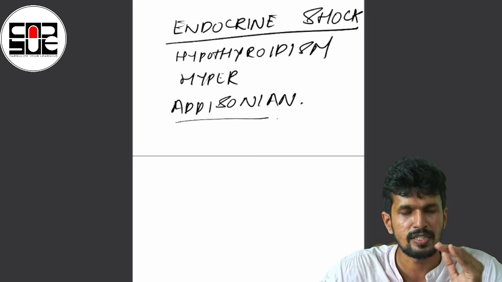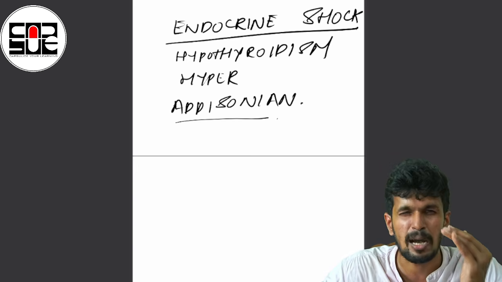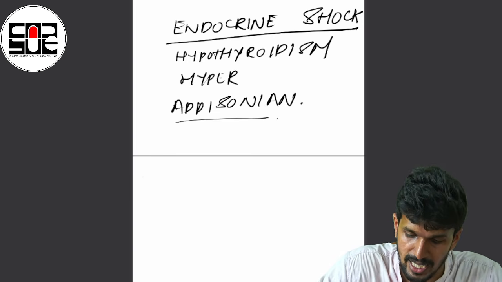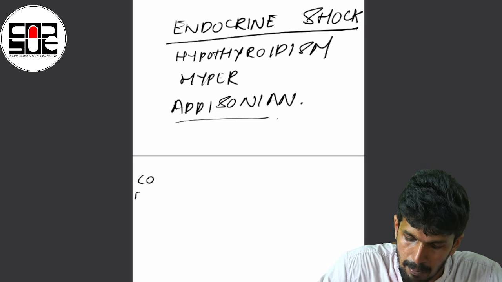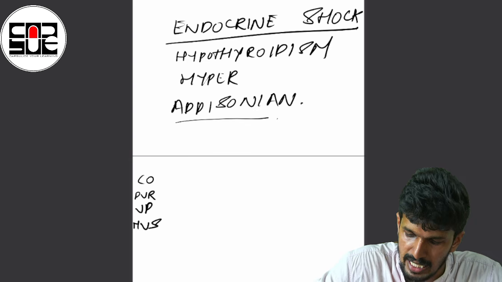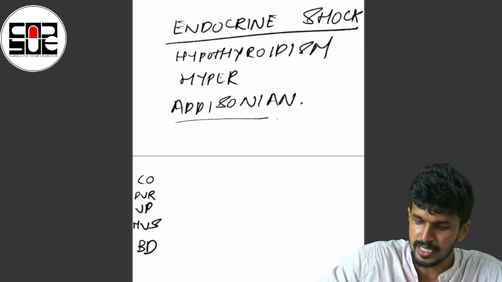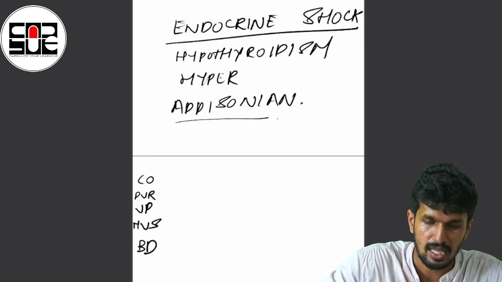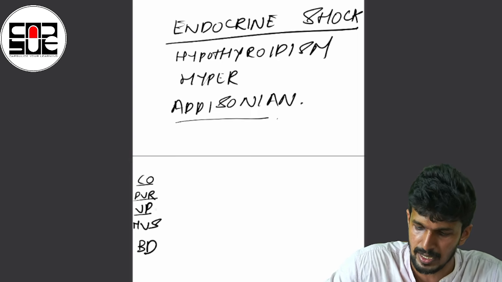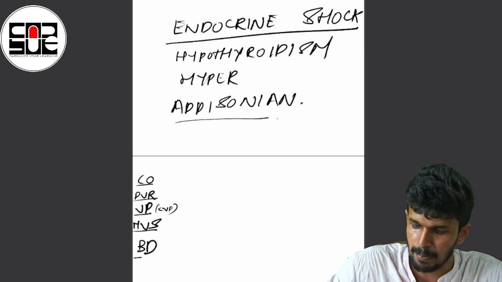Now we need to learn how to compare all these types using the 5 headings I told you before. That is cardiac output, peripheral vascular resistance, venous pressure, that is mentioned by CVP, mixed venous saturation, and base deficit. I hope everyone understands the basic idea.